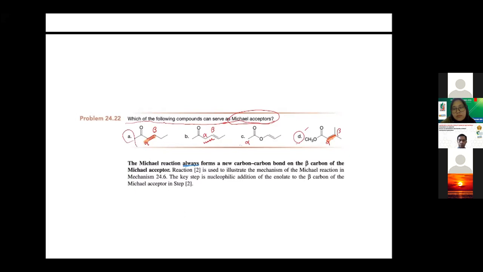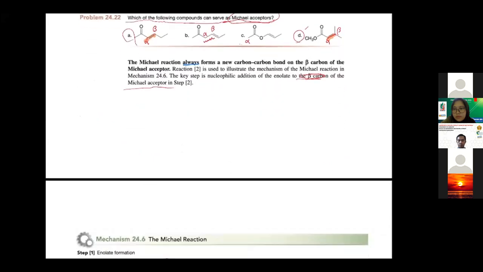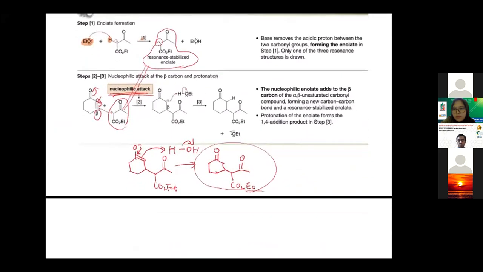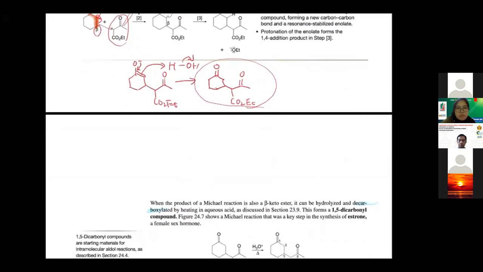Yes, beta in here. The enolate attacks the beta carbon of the Michael acceptor. So that's the Michael reaction, which needs a double bond, an alpha, beta unsaturated structure. Okay, here. This is already mentioned. Always an alpha, beta unsaturated carbonyl is a good Michael acceptor.